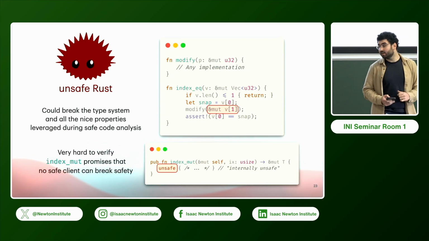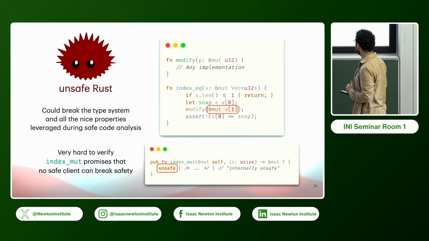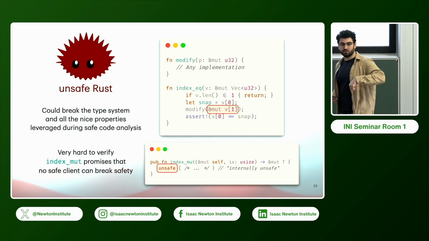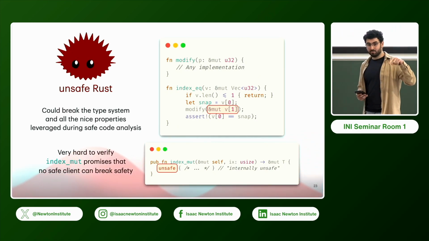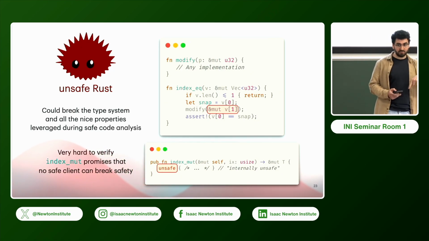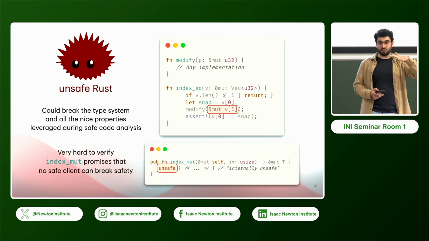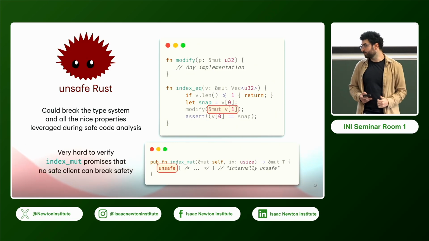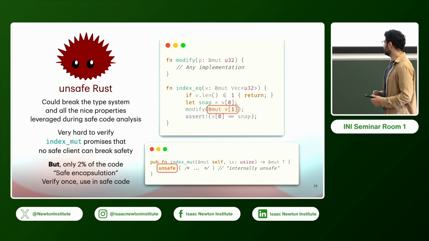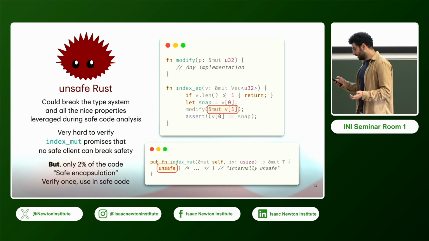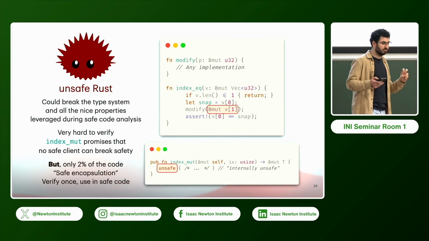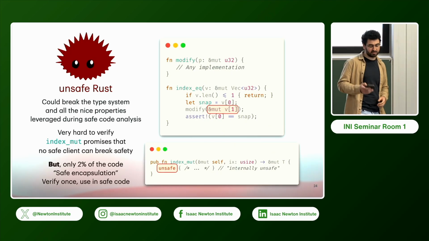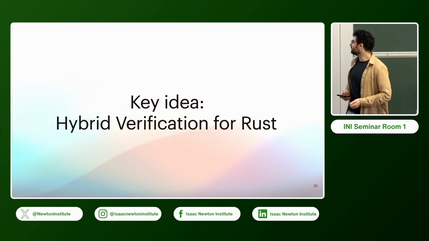Very hard to verify, because this index_mut here is not only promising that during the execution of index_mut you will not do anything wrong, and you will not create UB during this execution, but also that any function that calls index_mut in a safe way cannot trigger undefined behavior in the rest of its own execution. Thankfully, that's only 2% of the code. And it's always safely encapsulated, meaning that you can verify it once and then reuse that specification as many times. That's the key idea that we're trying to tell you.